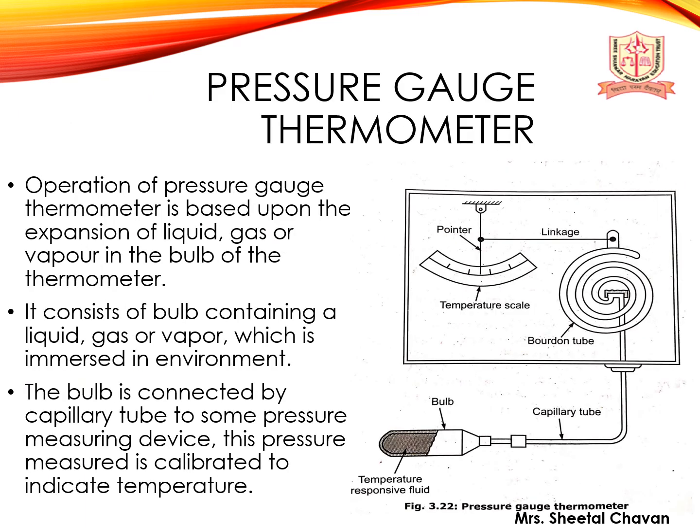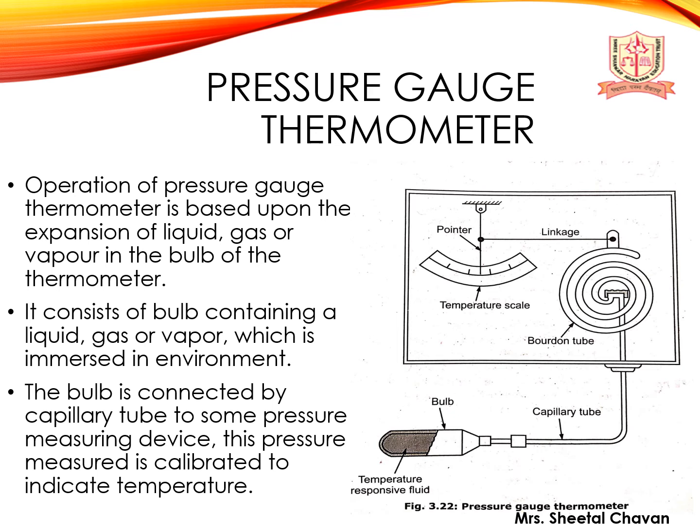Pressure gauge thermometer. The operation of pressure gauge thermometer is based upon the expansion of liquid, gas or vapor in the bulb of the thermometer. It consists of bulb containing a liquid, gas or vapor which is immersed in the environment. The bulb is connected by capillary tube to some pressure measuring device. This pressure gauge is calibrated to indicate temperature.